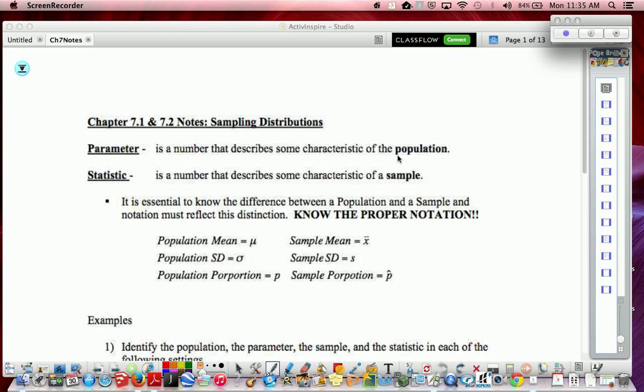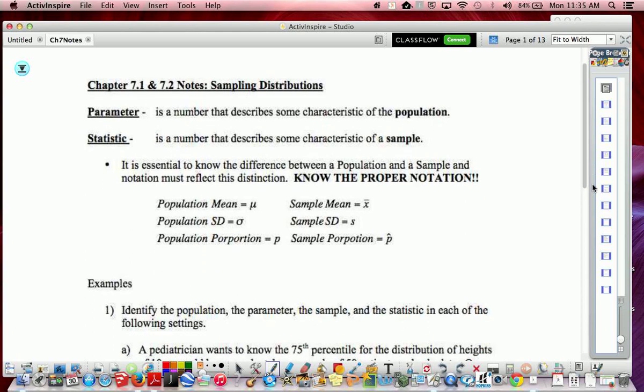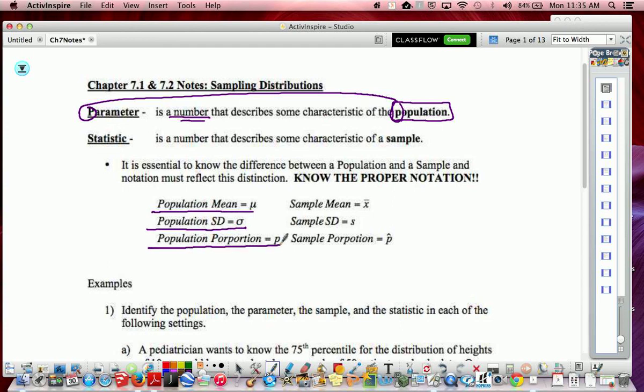So the first two definitions up here are parameter and statistic. A parameter is simply a number that describes some sort of characteristic about the population. So when we talk about parameters, it focuses on the population. I like to think of the letters that they both start with. Parameters go with population.